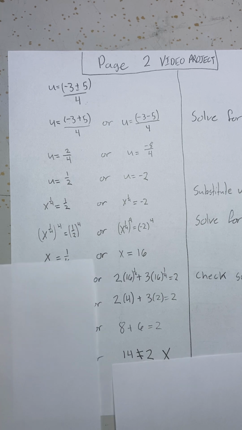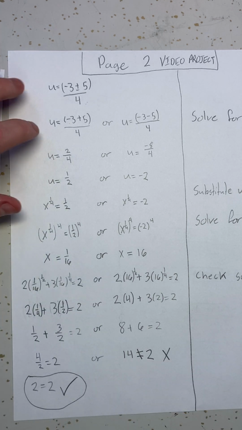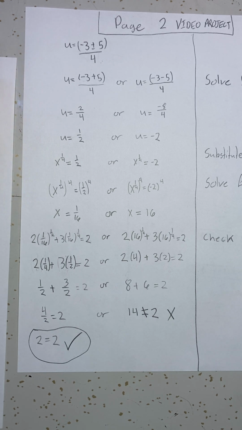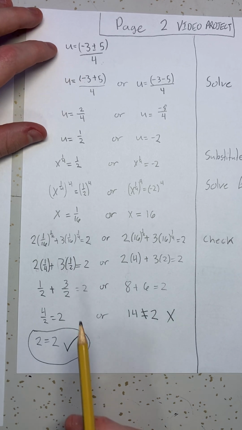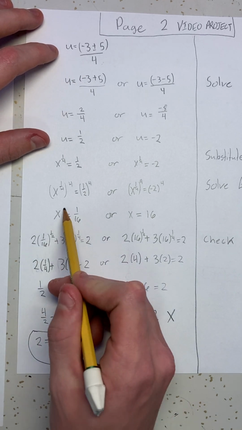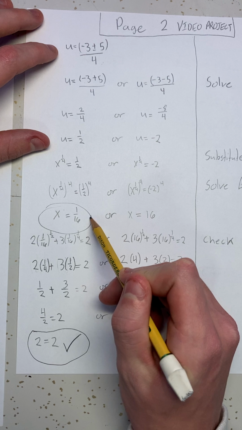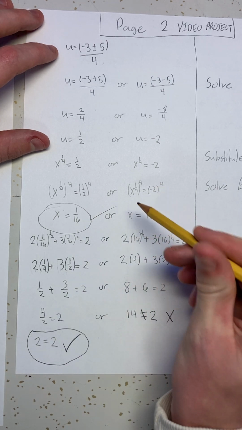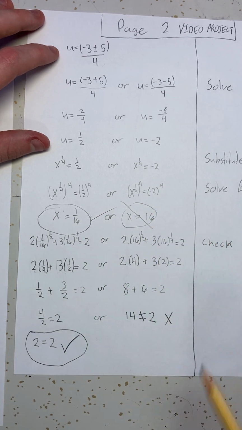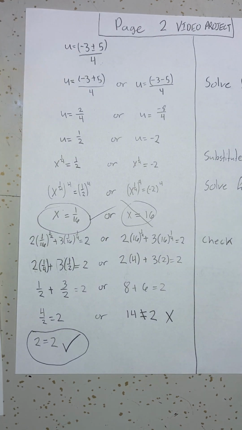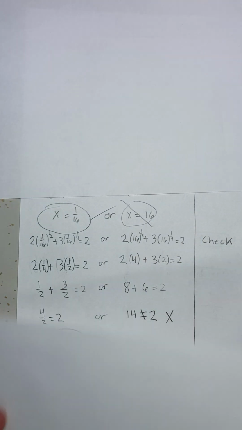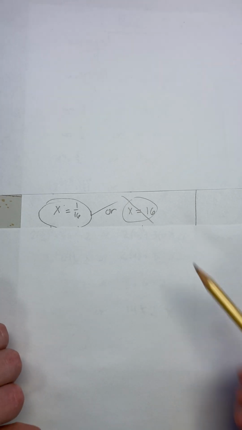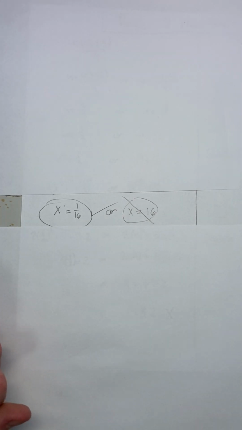So my conclusion is, I'm going to circle my correct answer right here and put a check mark next to it. Cross this one out because we know that one does not work out. So now we are left with these two answers, and we know one of them is false. So 1/16 is our answer.